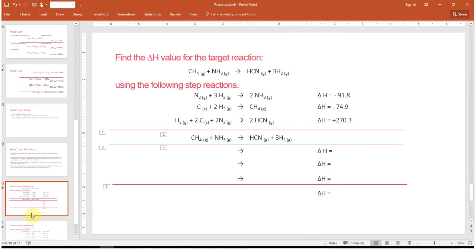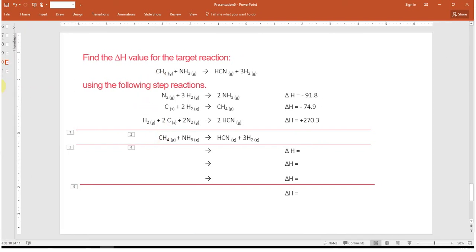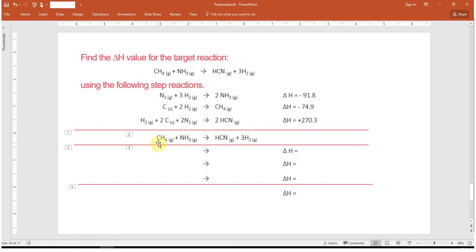Now, if I wanted to do this, I'm going to look at this target. And let's make this a little bit bigger. I've got methane and ammonia reacting to form hydrocyanic acid and hydrogen gas. Now, I'm going to go through. I usually start at the beginning just because I'm a little OCD. And I'm going to go through all of my step reactions until I find methane. And so I don't see it yet.